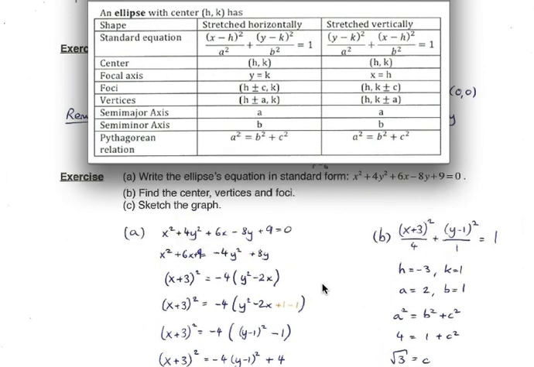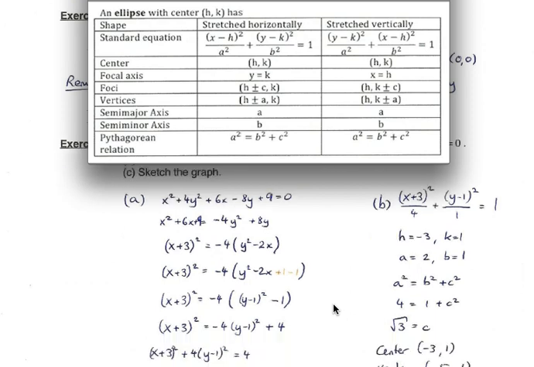Question B is find the center, vertices, and foci. So now we're going to be using the table up here. First we need to realize which column we are in. The largest denominator is 4, so that means 4 is with x. We are in the first column.